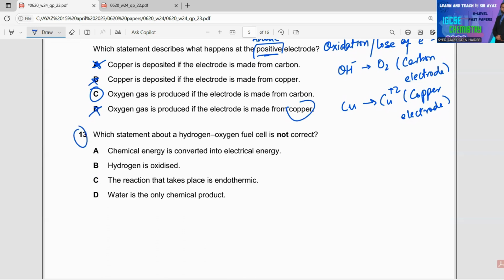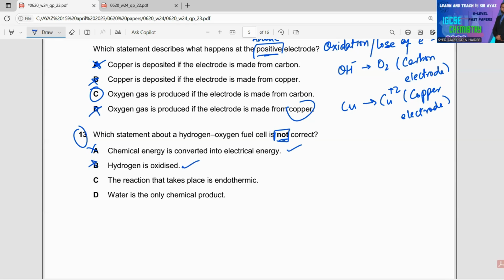Next MCQ. Which statement about a hydrogen oxygen fuel cell is not correct? They are saying not correct, so you definitely have one of these statements as the incorrect one. Now I'm reading these statements. A, chemical energy is converted into electrical energy. Yeah, this statement is correct. So this can't be the right answer. B, hydrogen is oxidized. Does hydrogen get oxidized? Yes, hydrogen gets oxidized in it. So this is also incorrect.